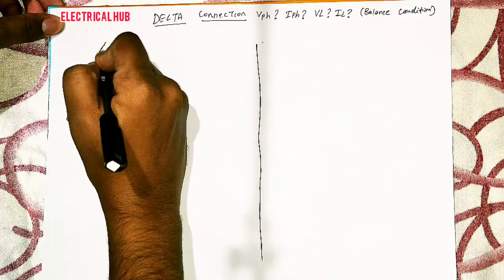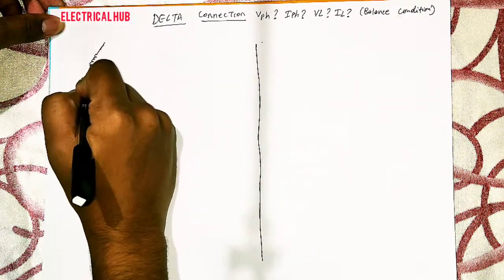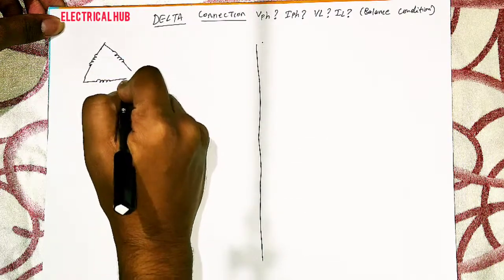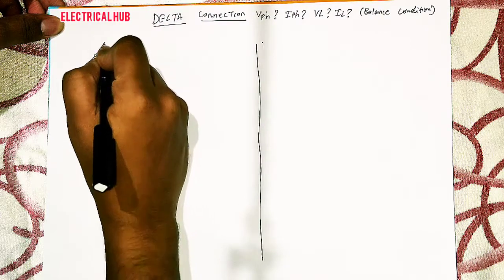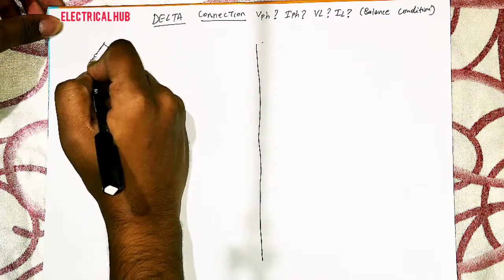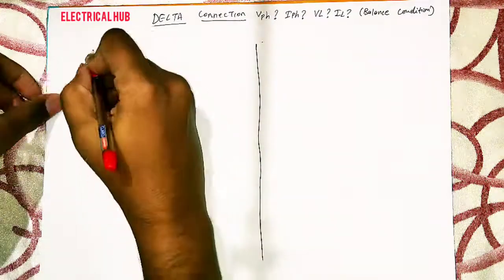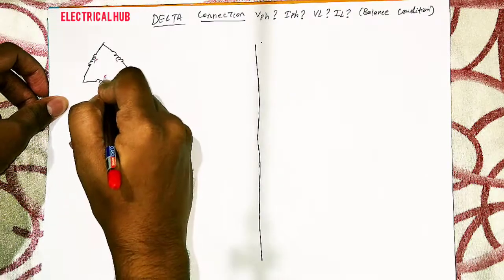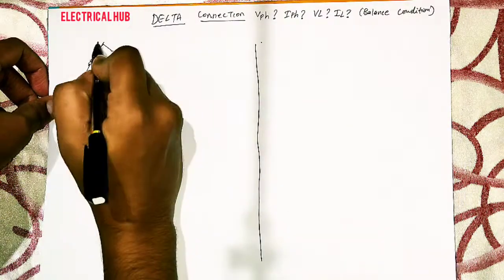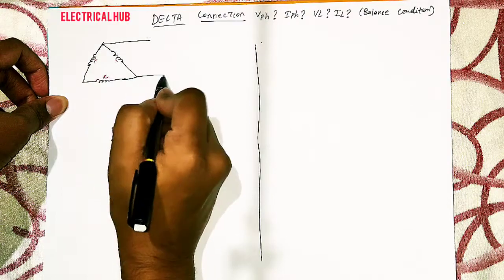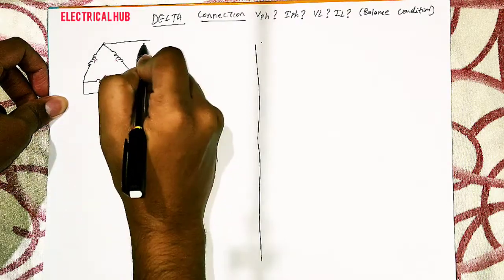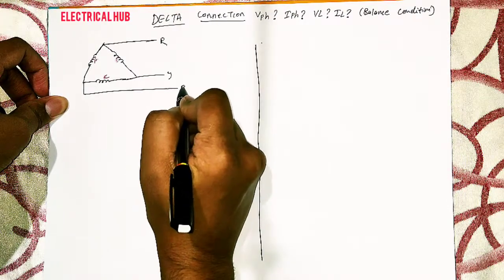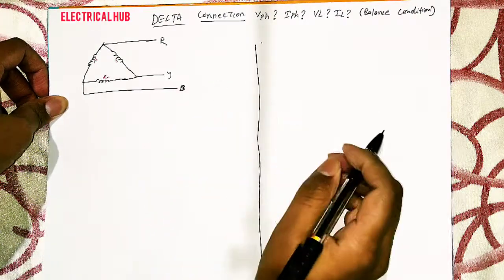So delta connection is a closed circular diagram, surrounded with three conductors. Suppose these conductors are A, B, C. Alright, and there will be a line which will go like this. So we can name them R, Y, B, just like we have done in a star connection.